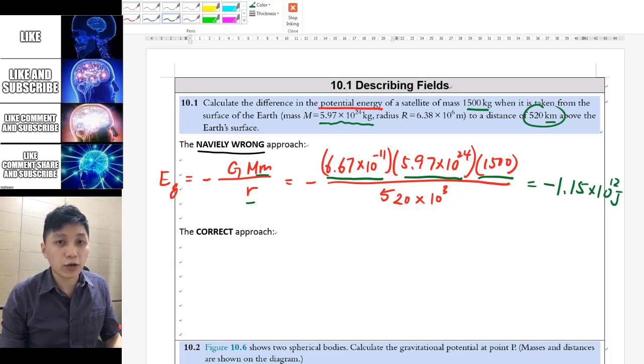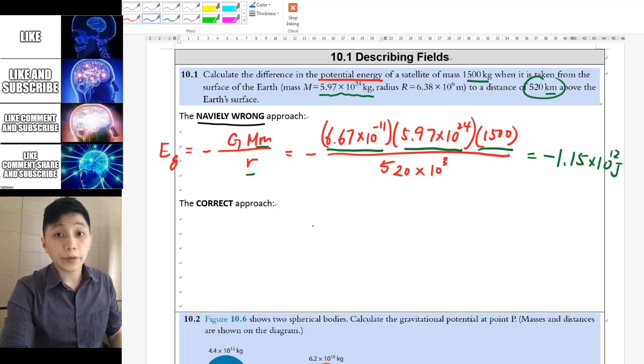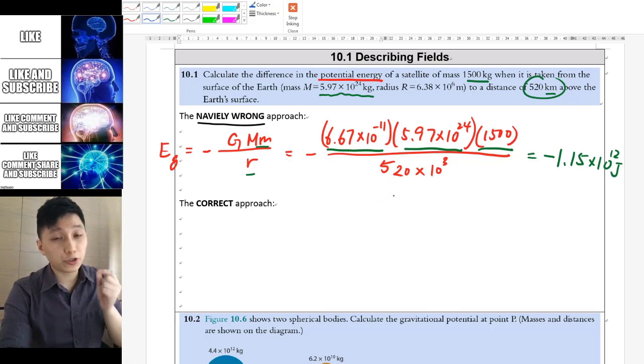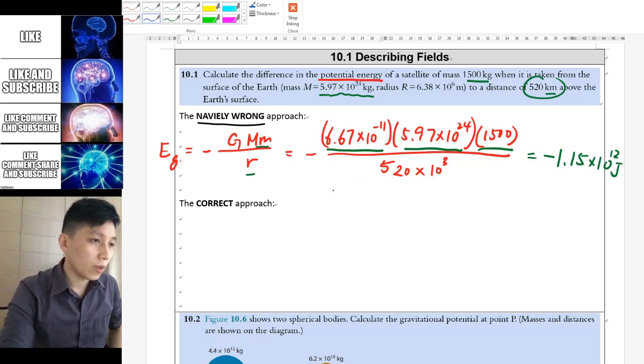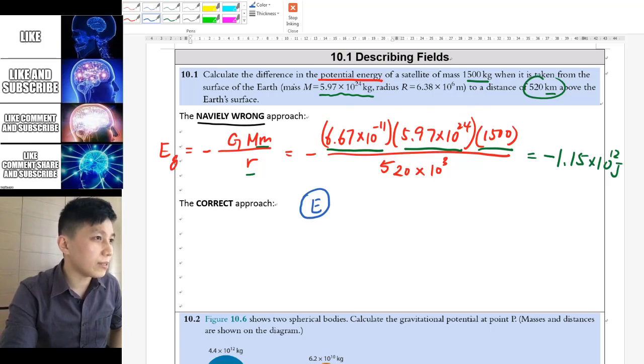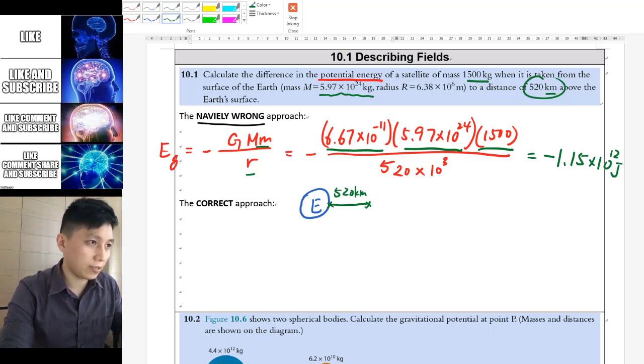Pause the video and try to calculate it yourself. A few moments later. Okay, so let me show you the correct approach now. And before that, I would like to show the visual diagram. And this is very important for learning physics usually. Think about this. Say this is the Earth. And now the satellite is taken from the surface of the Earth to a certain point, and that is 520 km. Doesn't really matter, right? Above the surface.